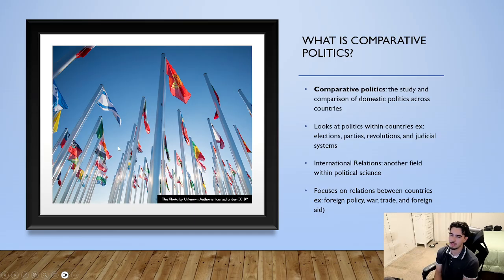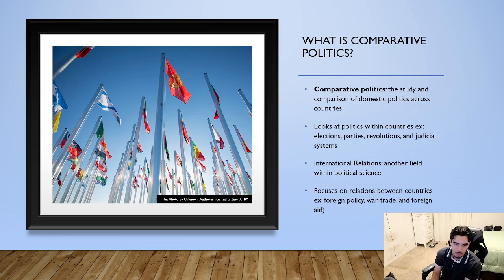Now, what is comparative politics? Okay, obviously you should know this definition. It's going to be the study and comparison of domestic politics across countries. Okay, your textbook will give us plenty of examples of comparing countries. Whether it is elections, whether it's politics, whether it is the form of government.